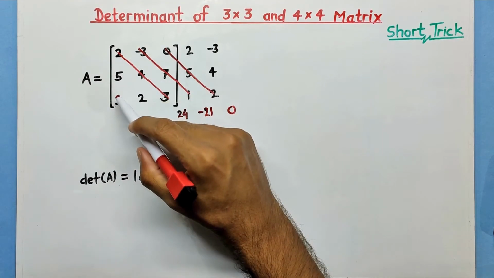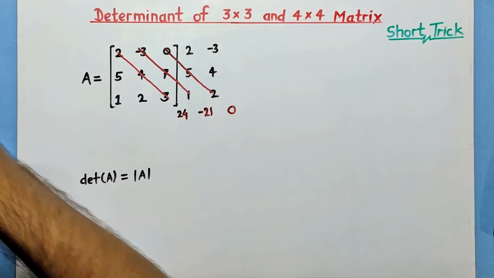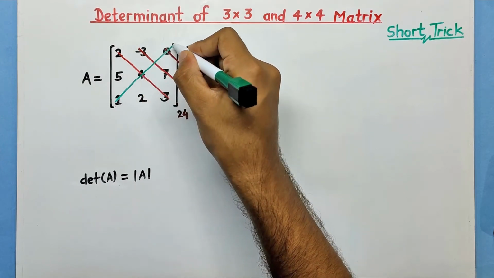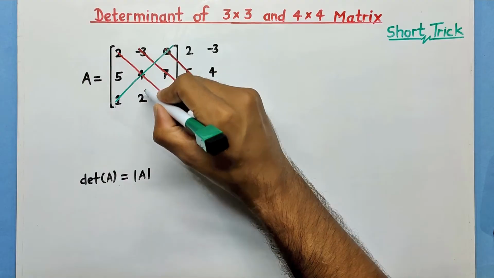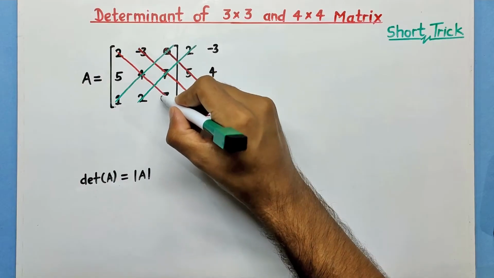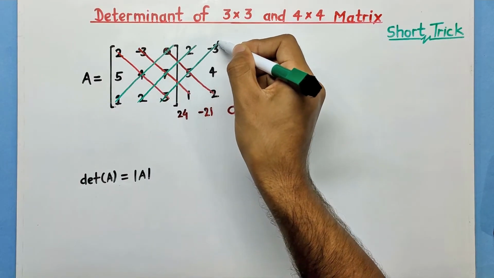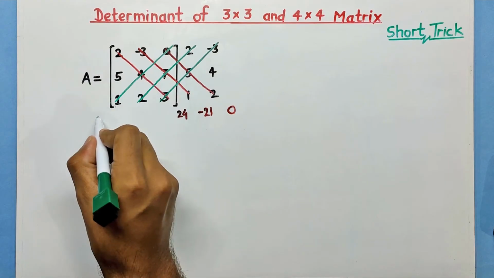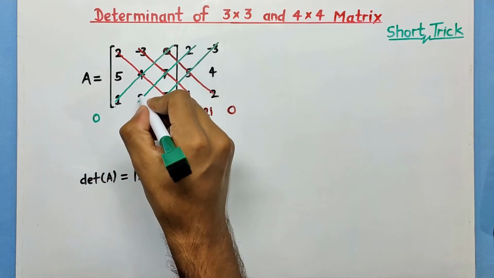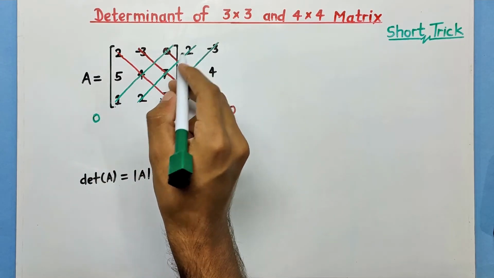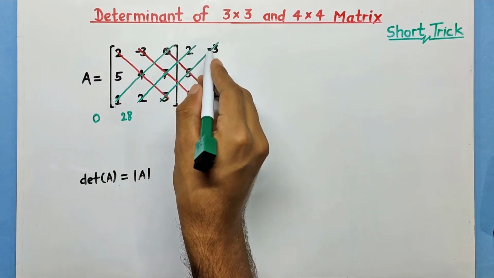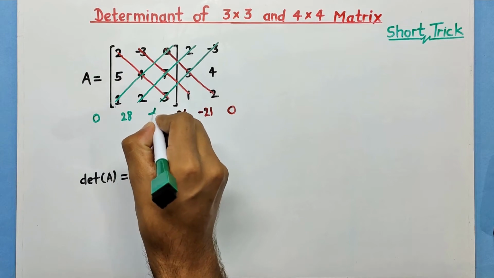Next we have to multiply the elements in the off diagonal that are 1, 4 and 0. Next we have to multiply the elements in this diagonal that are 2, 7 and 2, and next the elements of this diagonal. Let me write the multiplication of these diagonals over here. So 0 times 4 times 1 that will be 0. 2 times 7 will be 14 times 2 that will be 28. 3 times 5 is 15, 15 times -3 that will be minus of 45.